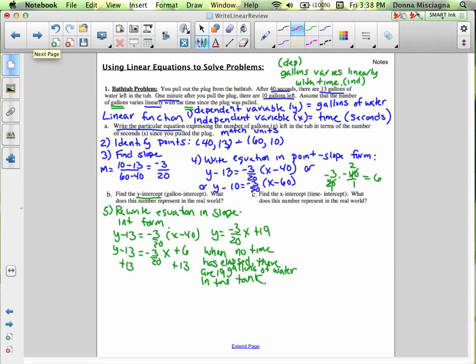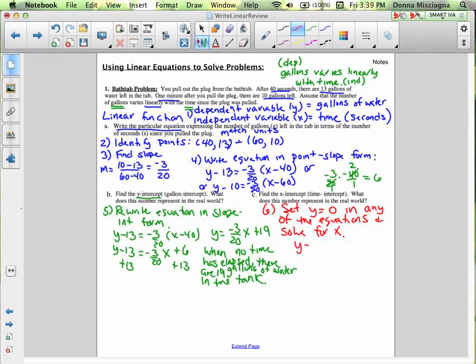We could use either equation. We could use the point slope or we could use the slope-intercept form. Doesn't matter. I think it would be easier to use the slope-intercept form right now since we have it. And to find the x-intercept, we're going to set y equal to 0 in any of the equations, and solve for x. So now we're doing the reverse. We're finding the value of x when y is 0.